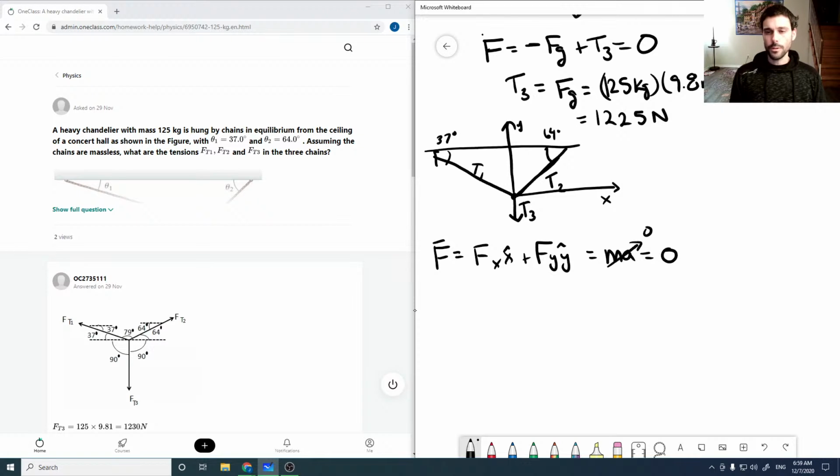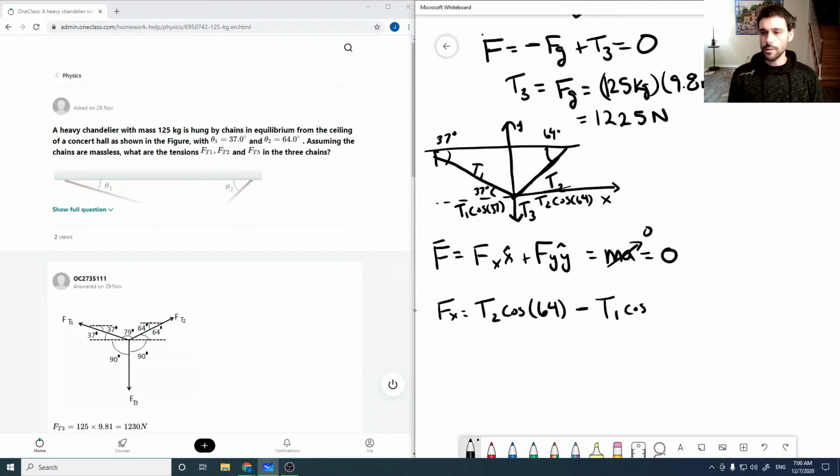Our x component forces are going to be, if we draw these as similar triangles, so this is still 37 degrees here, which means that this here is T1 cosine of 37, and this here is T2 cosine of 64. So then our Fx is T2 cosine of 64 minus, because this acts in the negative direction, T1 cosine of 37. And that together has to equal our x acceleration, which is 0. And so we have that T2 cosine of 64 is equal to T1 cosine of 37. Okay.